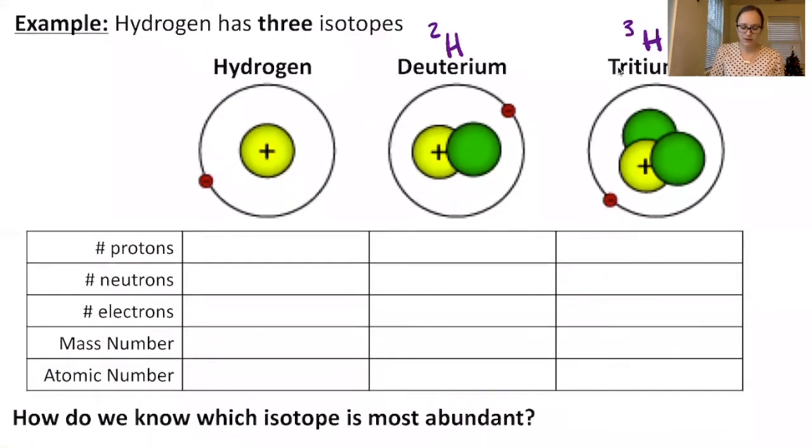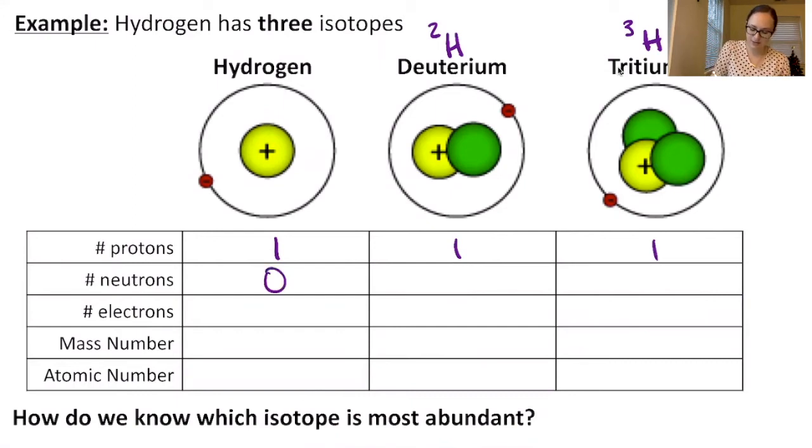So hydrogen has 1 proton. Let's try that again. 1 proton. And to define hydrogen, we have to have 1 proton throughout. So all of these, as you can see, have 1 proton in the nucleus. Then we need to count our number of electrons.